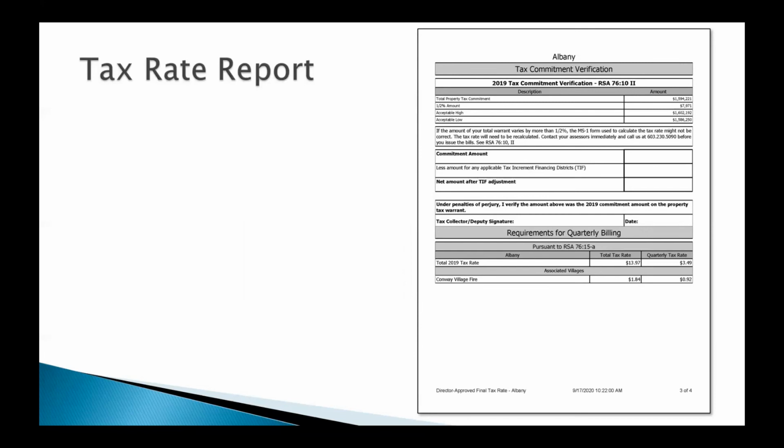When it's finalized, you'll go in, you'll print off your tax rate report, and then this tax commitment verification needs to be filled out and sent back by your tax collector. So this is actually the end of the process, going in, putting in the commitment amount. So you're committing to collect within 0.5% of that amount. You put in your TIF adjustment and then sign it and upload this back into the portal.